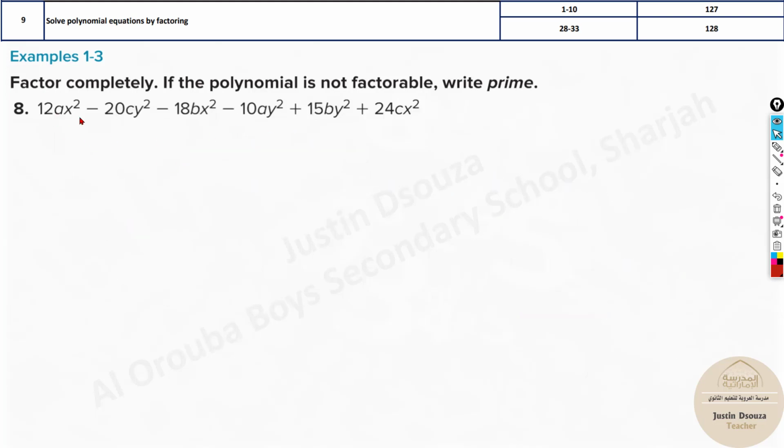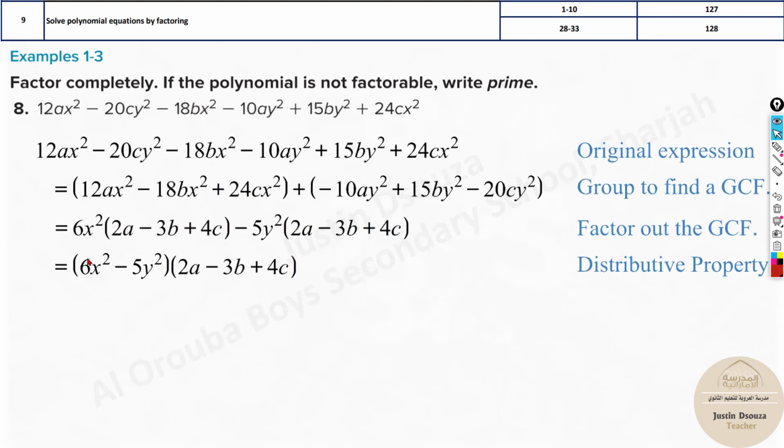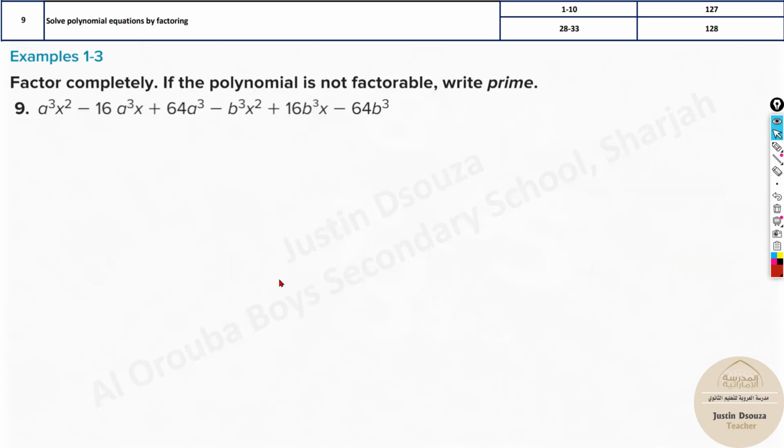And same thing over here, you can either take a common out. It's better to take all x terms together, y terms together, and simplify, and then you will get the answer. Over here, this is the answer. Now this cannot be factored further because this is prime. Okay, so you just leave it over here and this one.